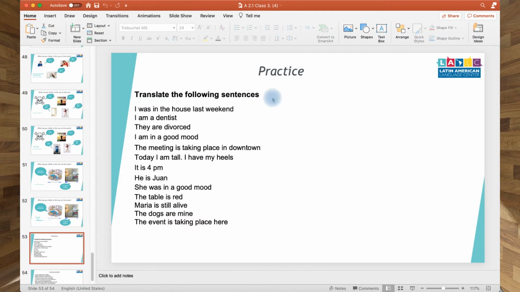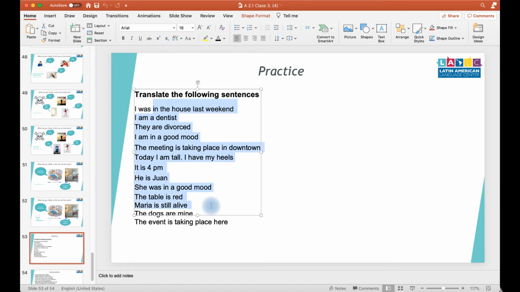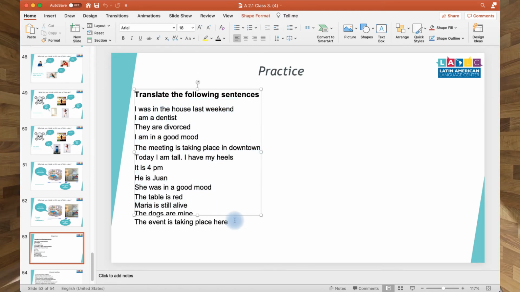Okay, and the permanent is the ser. So here you have some practice to do. You can translate the following ones and say what is the use of them. So that will help you too. There are not a lot of them.